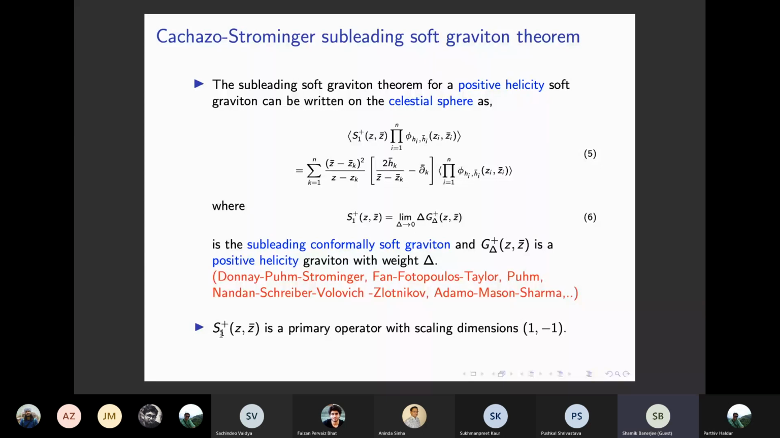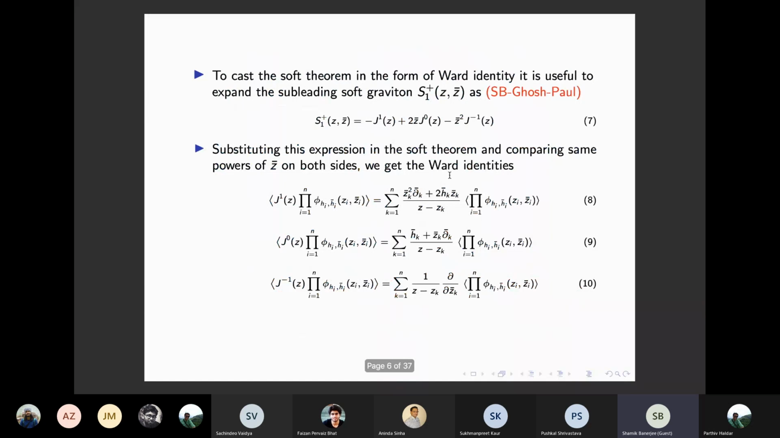Now one can easily check that this S1 plus Z Z bar is a primary operator with conformal dimensions 1 and -1. What we want to do now is cast it in the form of a Ward identity. To do that, it is useful to decompose this S1 plus Z Z bar in this particular way. So we just write this.